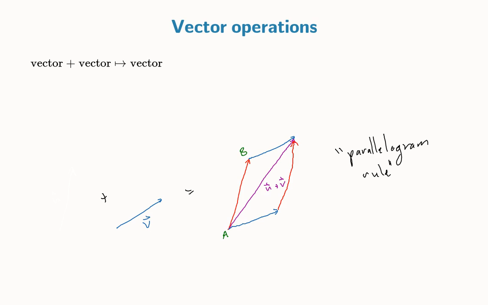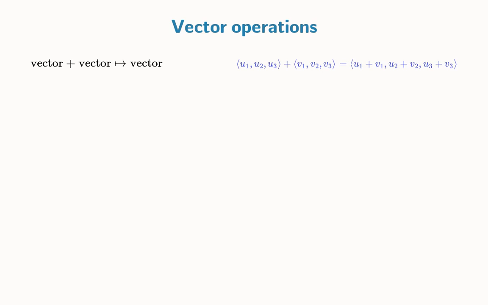And you can think of this as if u tells you how to get from point A to point B, and v tells you how to get from point B to point C, then u plus v tells you how to get from A to C in one go. Algebraically, to add two vectors, we just add their components together in each slot individually.